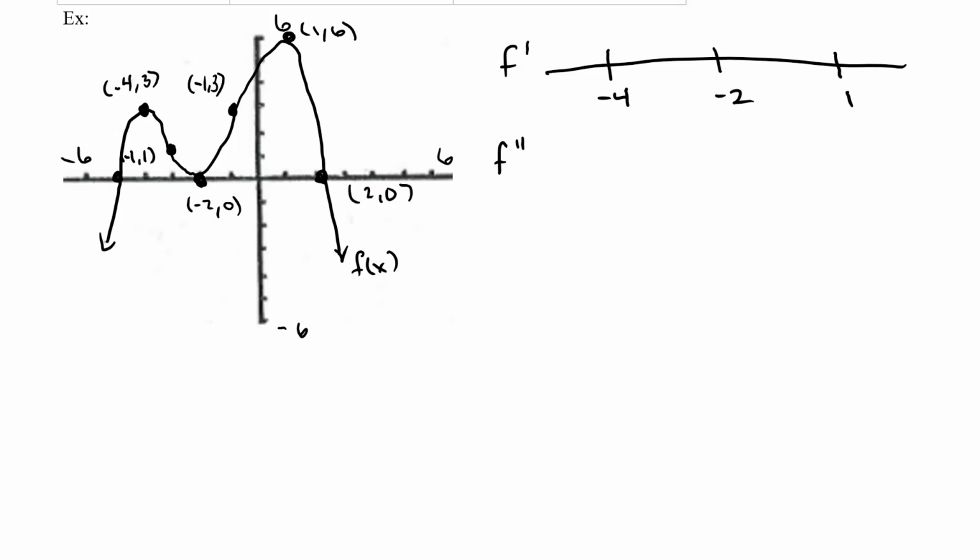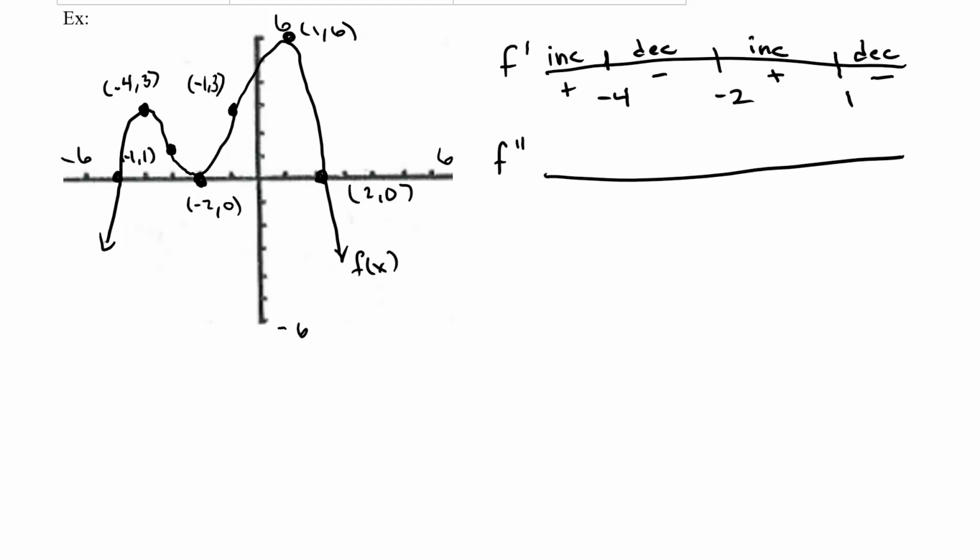And then we look at it and we say, what's happening to the left of -4? Well, we're increasing. Just write inc. And then after that, we're decreasing until -2, and then we're increasing again, and then we're decreasing. So this tells us that our first derivative is going to be positive, negative, positive, negative.